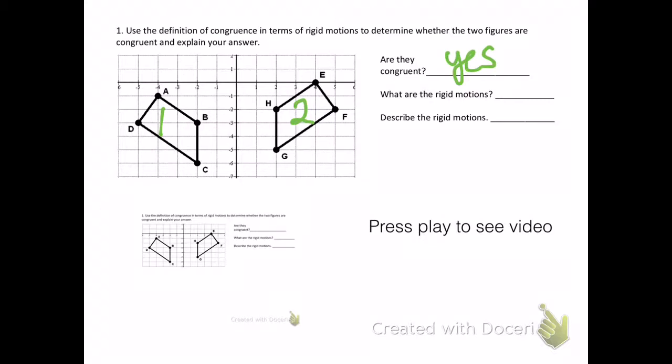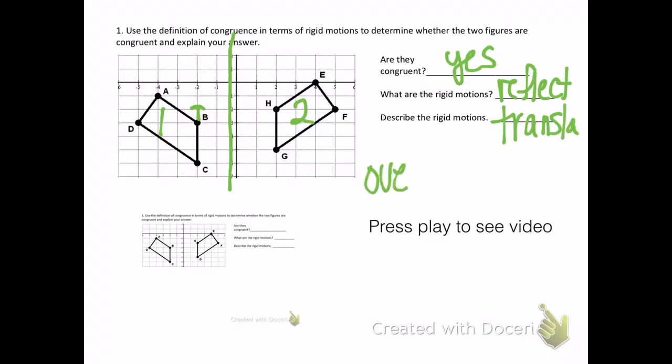Well, I know that this figure 1 is being reflected over the y-axis, and it also had to be translated up 1. So that's a translation. So describe them. We're going to be reflecting over the y-axis and up 1 unit.